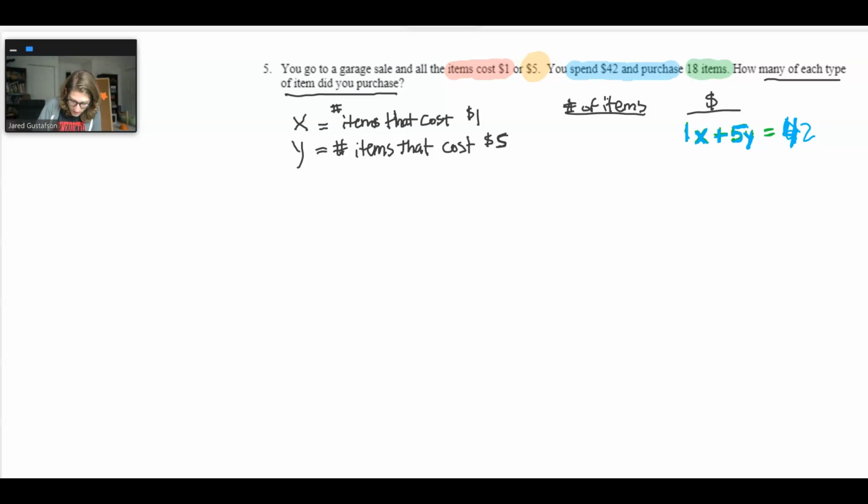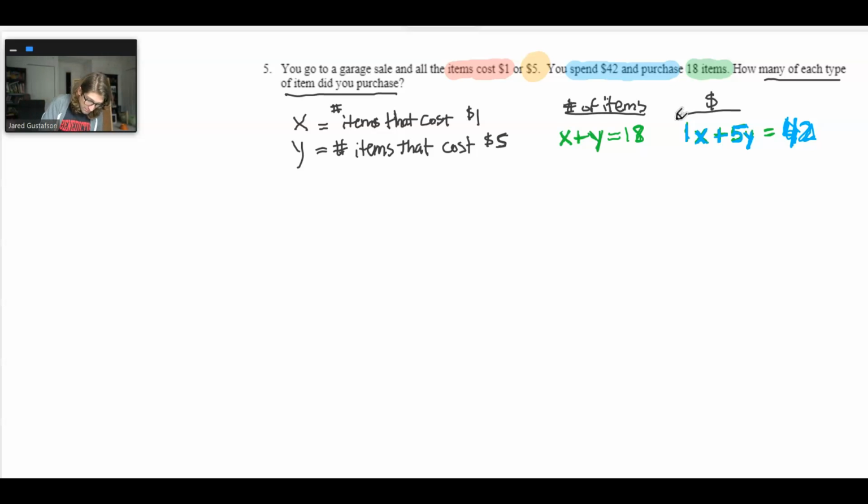Now we need the other equation that deals with how many items we actually ended up purchasing. You can either buy an X item which costs $1, or you can buy a Y item that costs $5. So you buy X or you buy Y, and no matter which one you buy, you're buying 18 in total. So your X and your Y have to add up to 18. We're not dealing with money. You have X items, you have Y items, and you buy 18 of them total. So if you bought 10 X items, you would have 8 Y items.